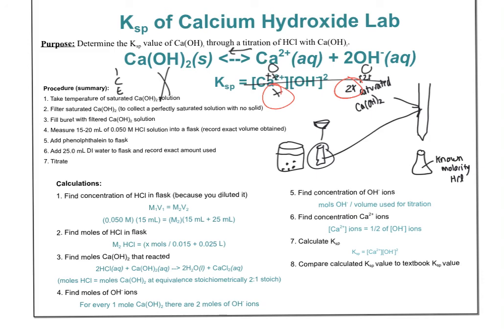And then you compared it to the textbook. So essentially you use a titration, a known HCl, to find the known amount of hydroxide in this equilibrium, and then you were able to cut it in half to find calcium, plug into Ksp. Hopefully that helps with Ksp and in addition to the student video.